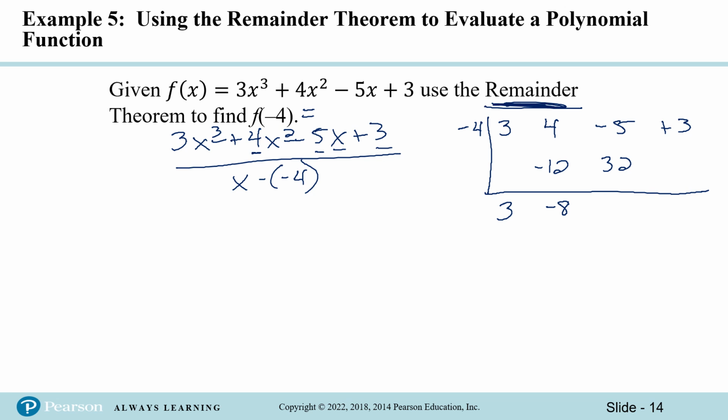Is that 27? I did double check on my calculator, that's 27, and then we multiply, and then we add. So f of negative 4 equals negative 105 because my remainder is negative 105.